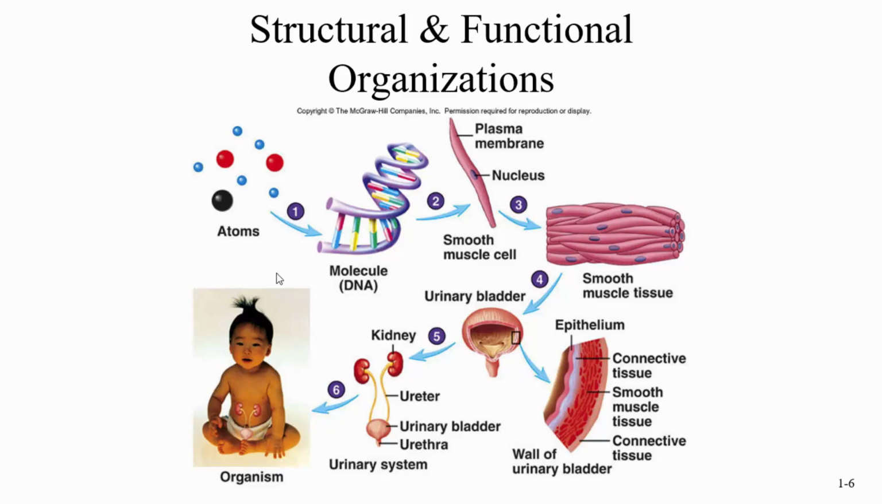So it's sometimes easier to think about it going from large to small. So an organism is made up of a group of organ systems. Organ systems are made up of groups of organs. Organs are made up of groups of tissues. Tissues are made up of groups of cells. Cells are made up of molecules, and molecules are made up of atoms.